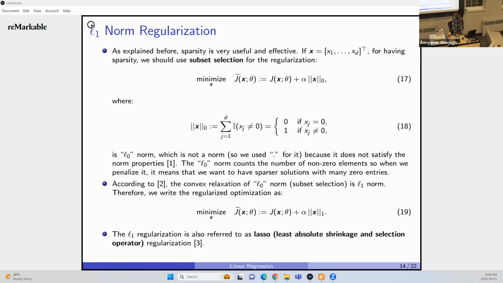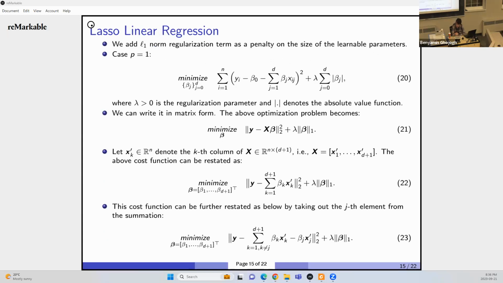I think I already talked about this slide. So we have subset selection. So we can say we have a subset selection regularization term, but we can relax it to L1 norm regularization. We already talked about this slide. Now let's use it for linear regression.